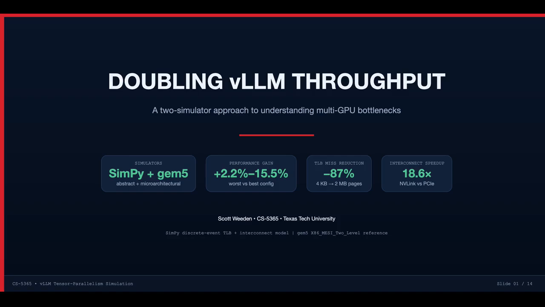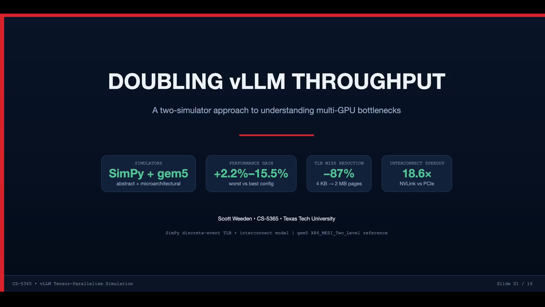CS5363 vLLM Tensor Parallelism simulation. Through simulation, I managed to double the throughput of a large language model on a production supercluster. Well, the hardware test hasn't been finalized yet, but it's scheduled and should be ready for the final report. But the results on this slide preview the key outcomes.